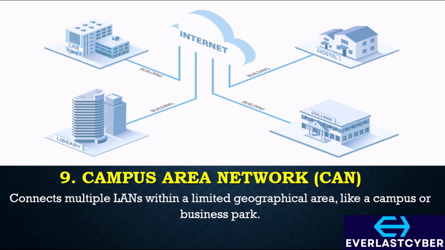The next network type is the campus area network. It connects multiple LANs within a limited geographical area like a campus or a business park. And it is quite similar to the LAN in the operational approach. The only difference is the size of the network.